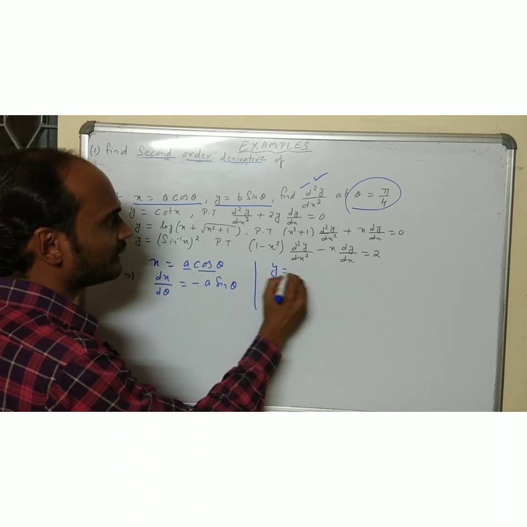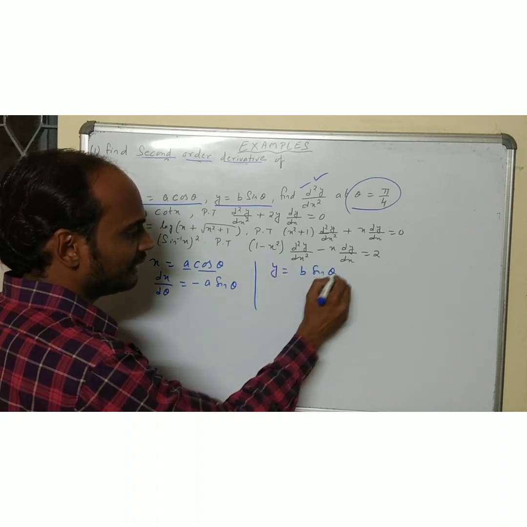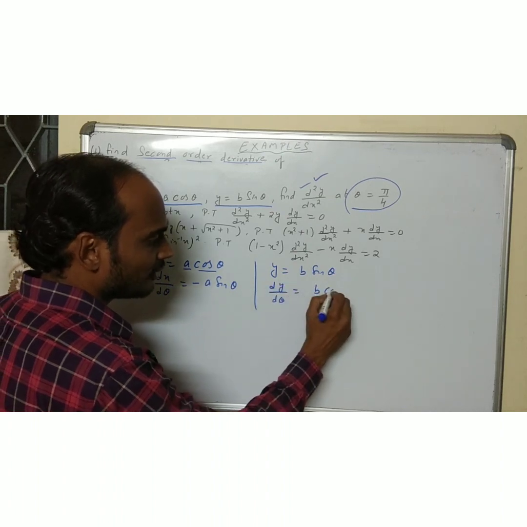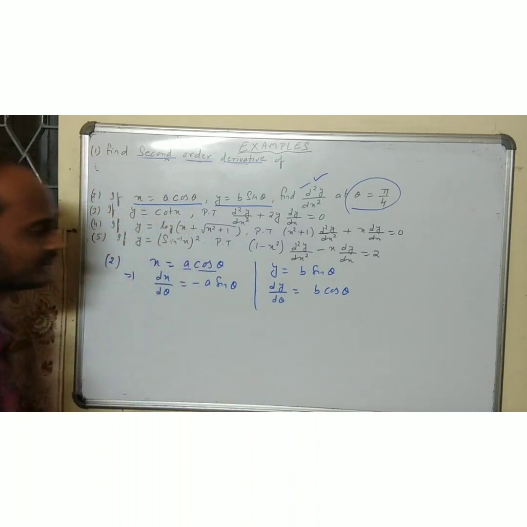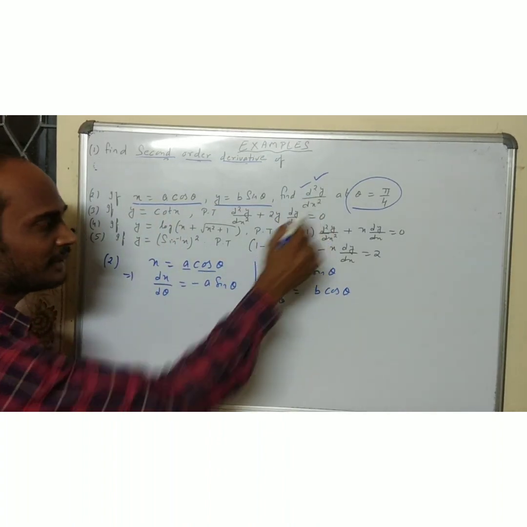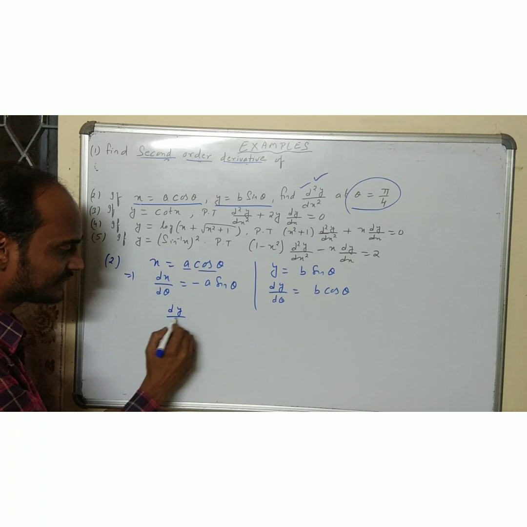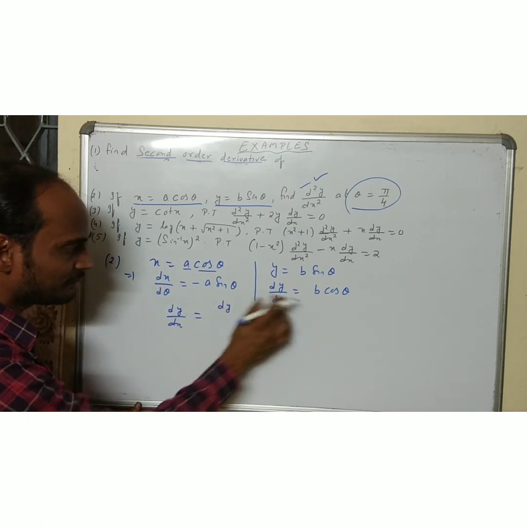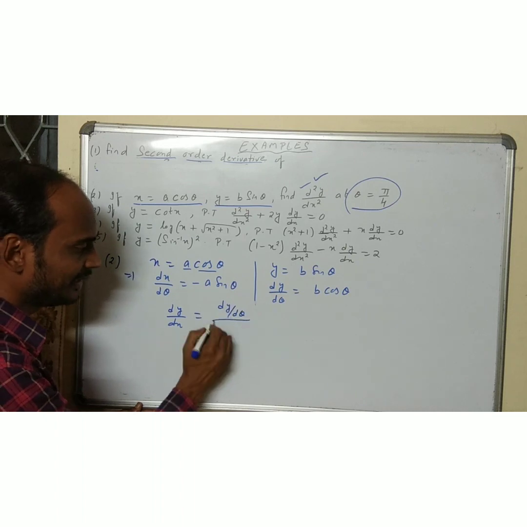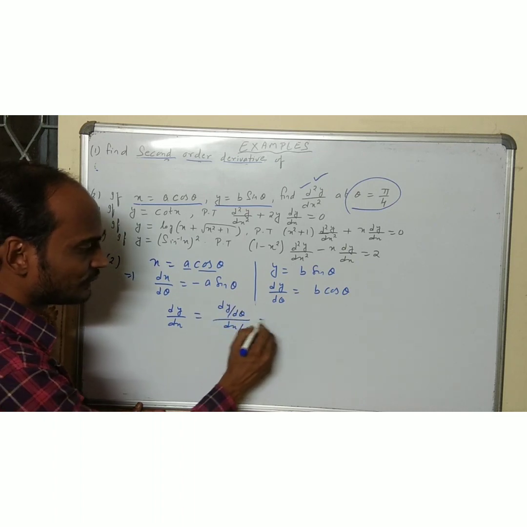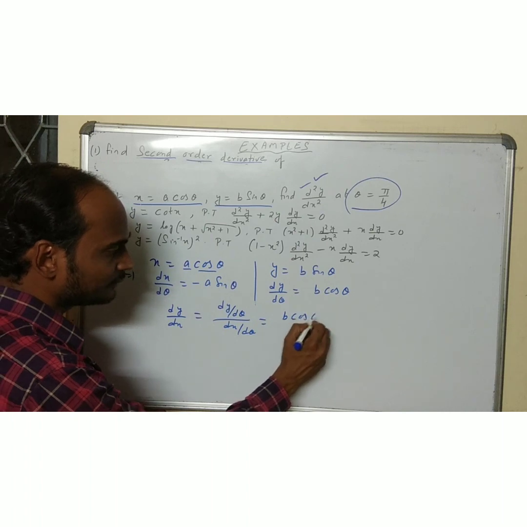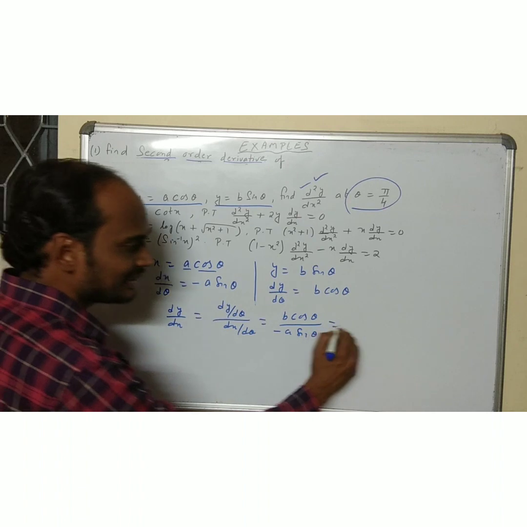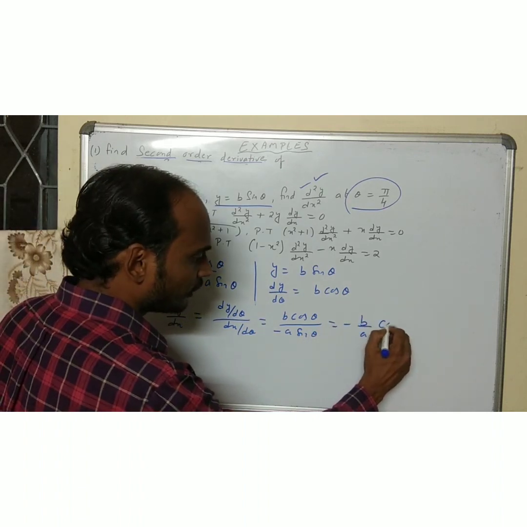Then you find the derivative of y with respect to theta, dy by d theta. So here we can write b cos theta. Actually we need to find dy by dx. As you know, in case of parametric form, we can find dy by dx by dividing dy by d theta by dx by d theta. So dy by d theta we got b cos theta, and dx by d theta we got minus a sin theta. So the result is minus b by a cot theta.